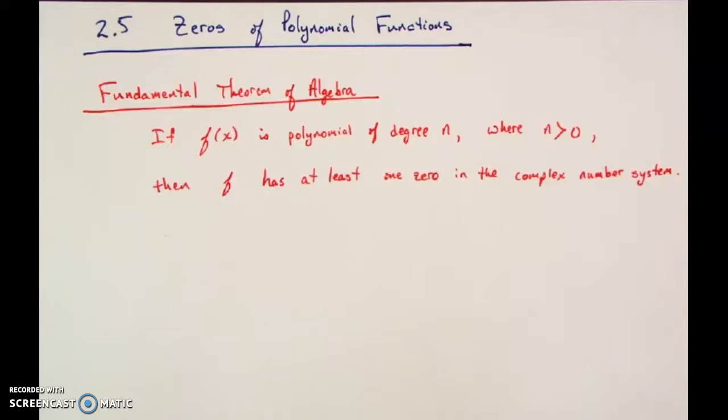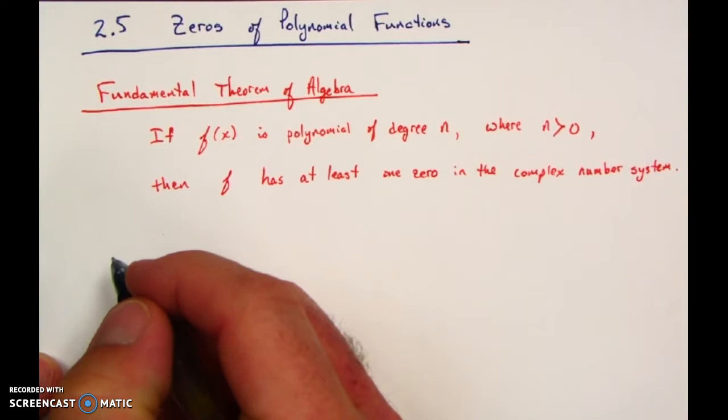In this section, we're looking at zeros of polynomial functions. First thing to look at is the fundamental theorem of algebra, which says that if f of x is a polynomial of degree n, where n is a positive number, then our function f has at least one zero in the complex number system.